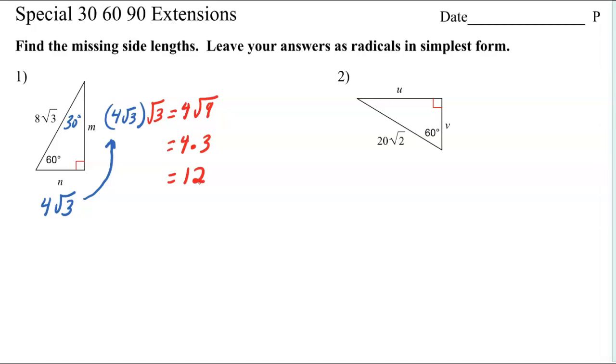In problem number 2, we are given that the hypotenuse is 20 root 2. Again, the short leg is half of the hypotenuse. Half of 20 root 2 is 10 square root of 2. And to get the long leg, we're going to multiply the 10 square root of 2 times the square root of 3, which will be 10 square root of 6.